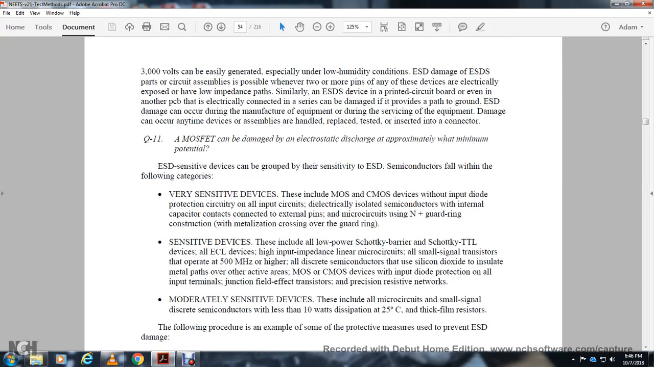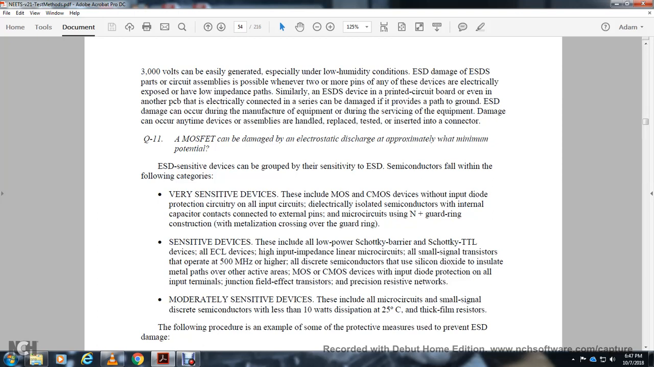Electrostatic discharge sensitive semiconductor devices can be grouped into the following categories. Very sensitive devices include MOS and CMOS metal oxide semiconductors, and devices without input diode protection circuits, dielectrically isolated semiconductors, and microcircuits with negative ground.